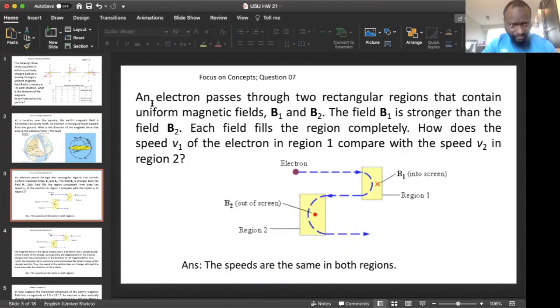Next, says an electron passes through the rectangular regions that contain uniform magnetic fields B1 and B2. The field B1 is stronger than field B2. Each field fills the region completely.